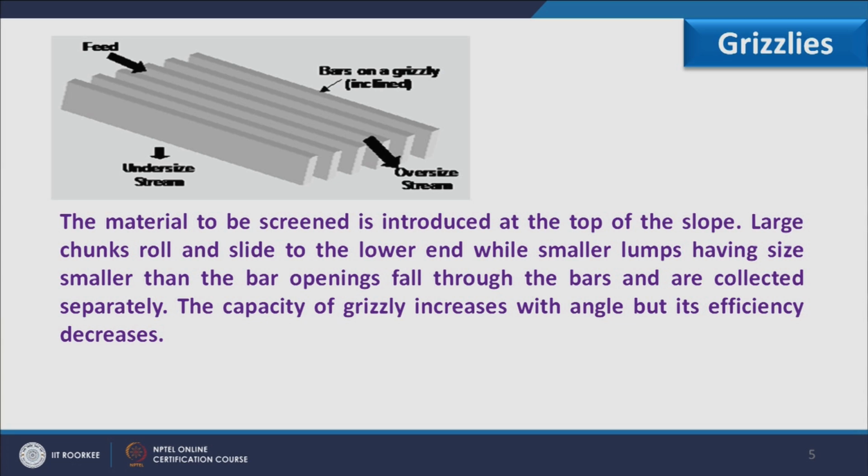So, if you see the Grizzly, the material to be screened is introduced at the top of the slope. Large chunks roll and slide to the lower end. So, large or coarser particles will slide over here and fall from this side to the lower end, while smaller lumps having size smaller than the bar opening fall through the bars and are collected separately. The capacity of a Grizzly increases with angle, but its efficiency decreases.